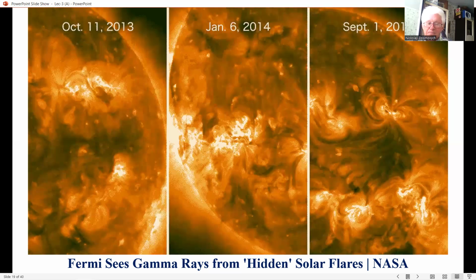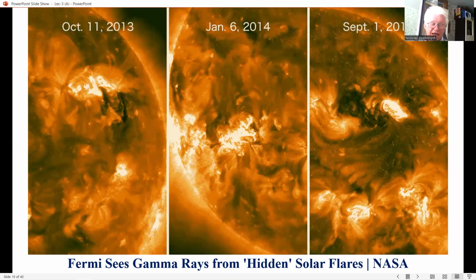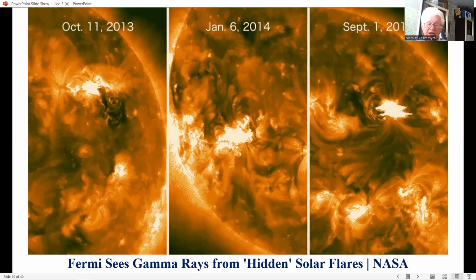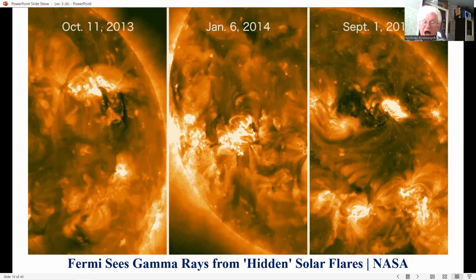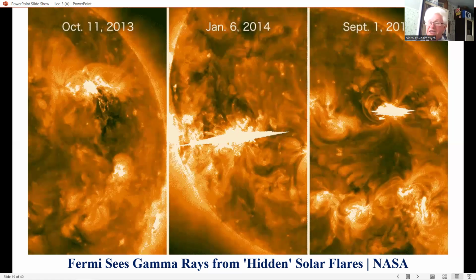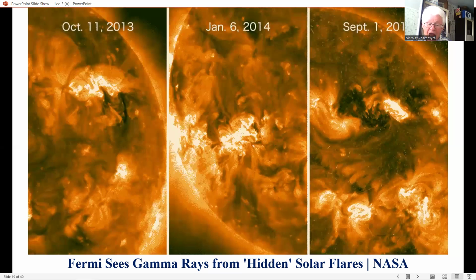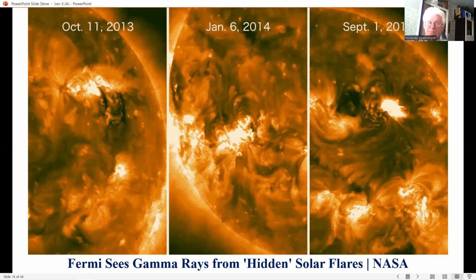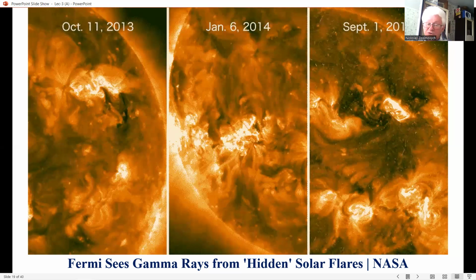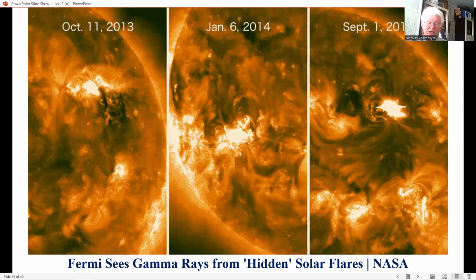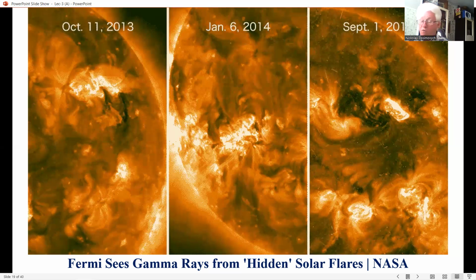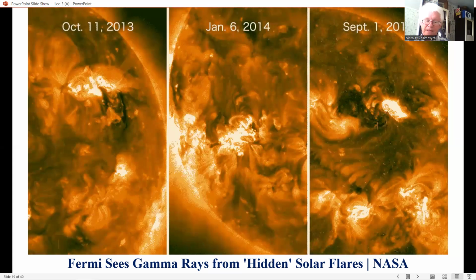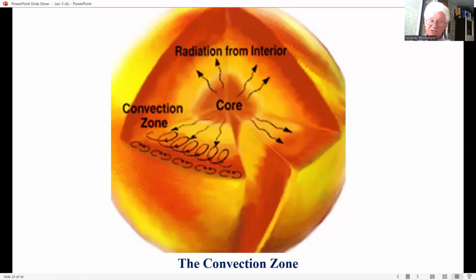The packet of energy that began as a single gamma ray gets broken down into a large number of lower energy photons. And it eventually emerges from the sun's surface as about 1,800 photons of visible light. But something else happens along the way.